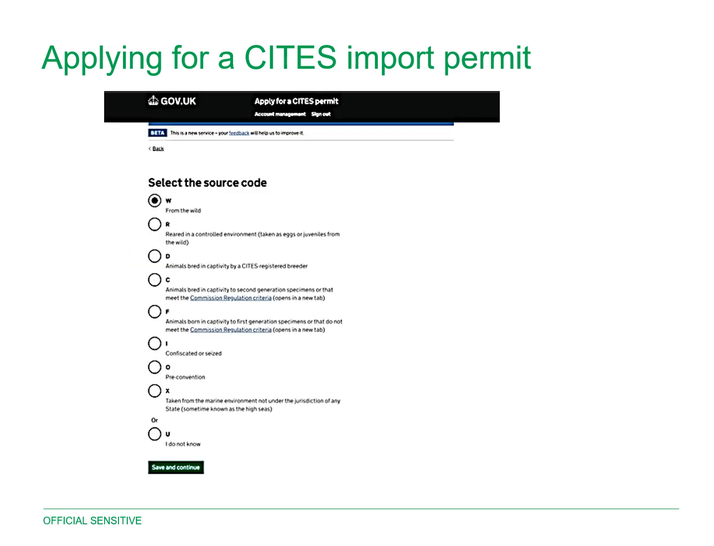Once you have confirmed the scientific name of the species, you will then be asked to select the source code for the species you are applying for. The source code of the species should be on the CITES export or re-export permit issued by the country you are importing the CITES species from.